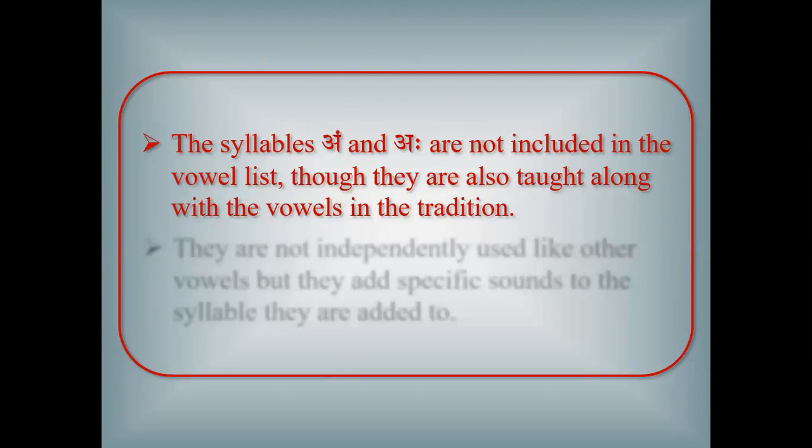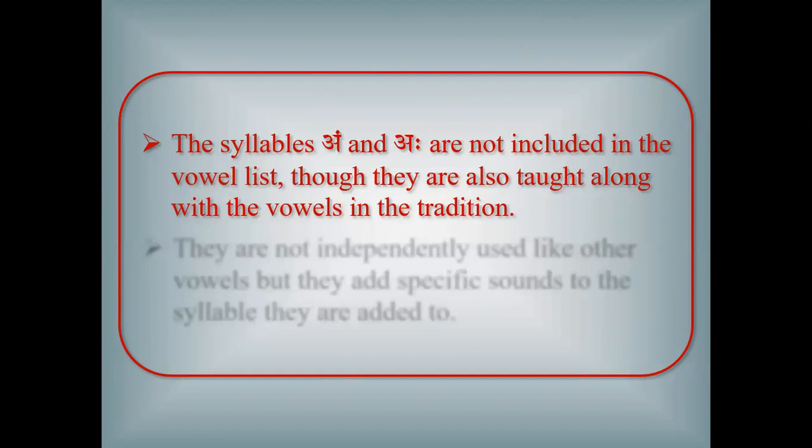Visarga doesn't have a separate sound. Therefore, we should not say Iha. I with Visarga becomes Ihi. If it is long I, then Ihi. If the letter is U, then Uhu. When you pronounce Uhu, your lips, which are rounded, remain the same, and the Visarga is also pronounced along with the vowel sound U, Uhu. If it is a long U, Uhu.